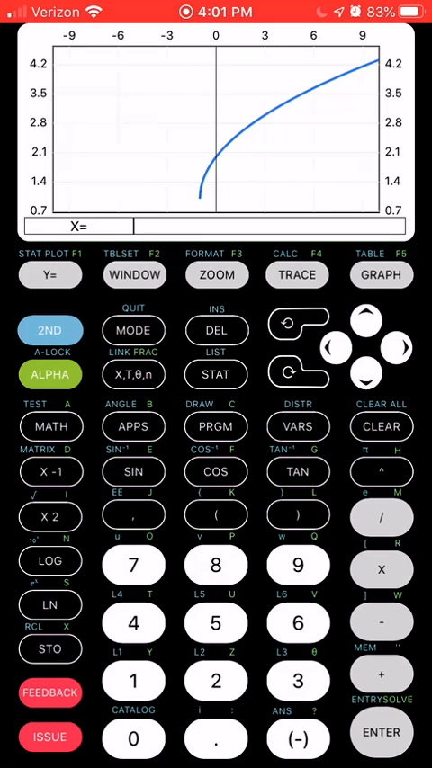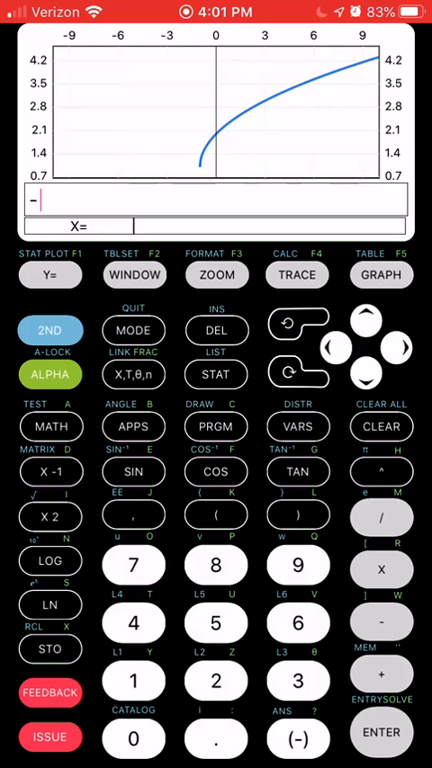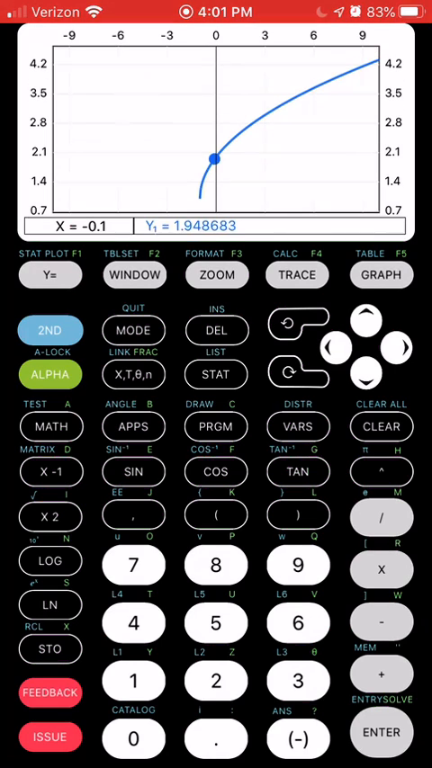Now, at the bottom of the calculator screen, not the bottom of your phone screen, it says x equals. If you type in -0.1, it says the point, x is -0.1 and y is 1.949 rounded. So that gives you the x and y value of that point over there.